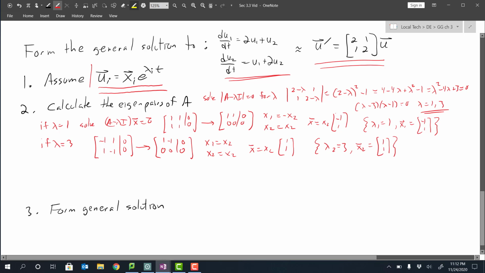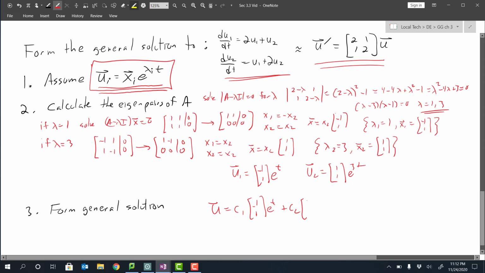Remember, my assumption was that a solution looks like the vector times e to the lambda t. So that means my first solution should look like my first eigenvector, negative 1, 1, times e to the 1 times t. My second solution should look like my other eigenvector times e to the 3t, and my general solution should look like c1 times negative 1, 1, e to the t, plus c2 times 1, 1, e to the 3t, a linear combination of my two solutions.